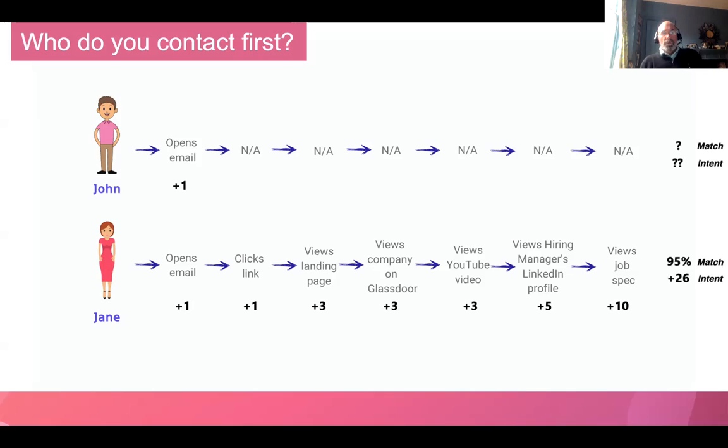Now, what Candidate.ID knows from Jane at that point is that she's a great match in terms of what you're looking for, but she's also showing great intent around the job. John, we don't really know. All we know is that he's opened an email. So if you're a recruiter, you're going to call Jane every single day. This is also the difference between what Candidate.ID can show you compared to what a CRM or an ATS can show you, because they just can't do the tracking.